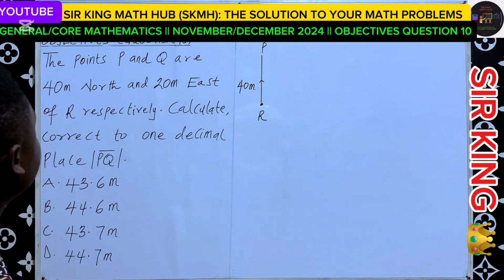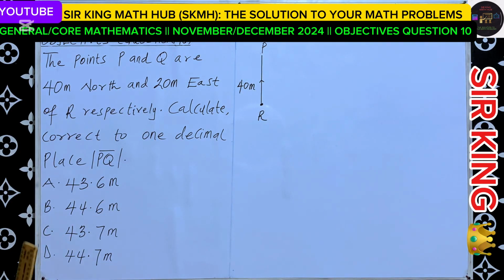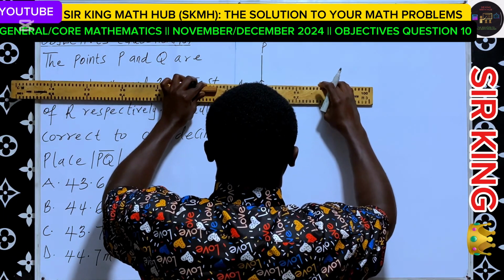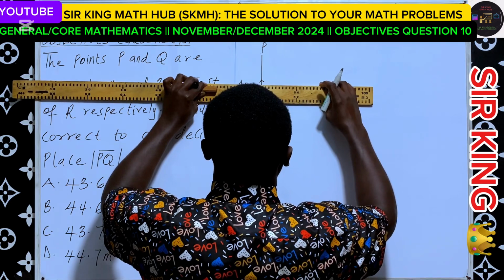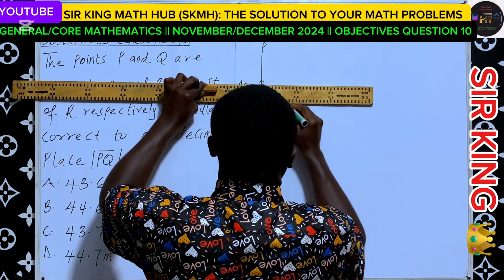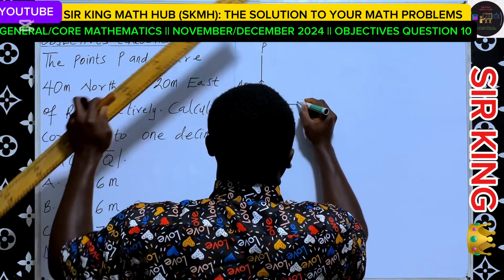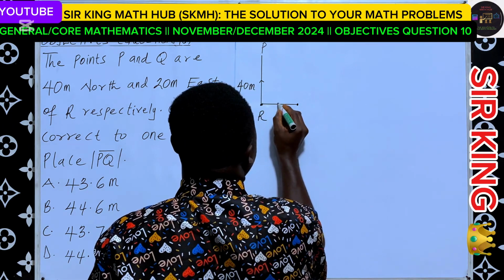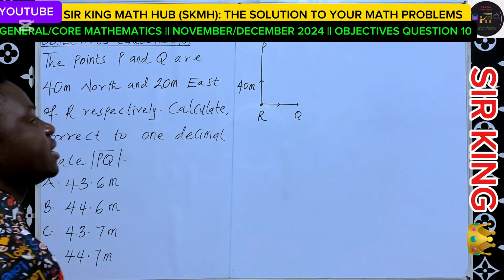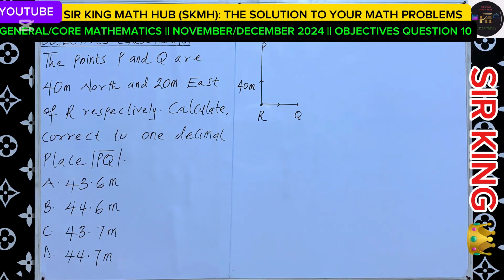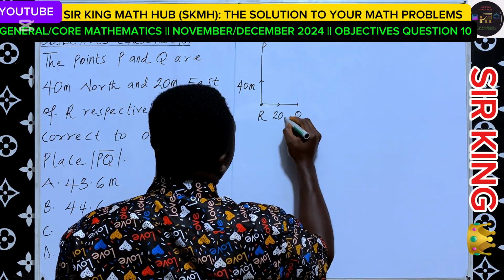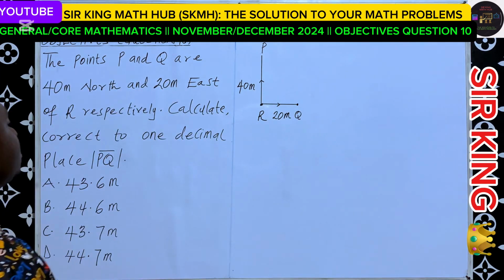Now we also have a second point, which is point Q. But this point is located in the eastern direction from point R. So this is point Q, the eastern direction of point R. And the distance here measures 20 meters. So that is what we have done.